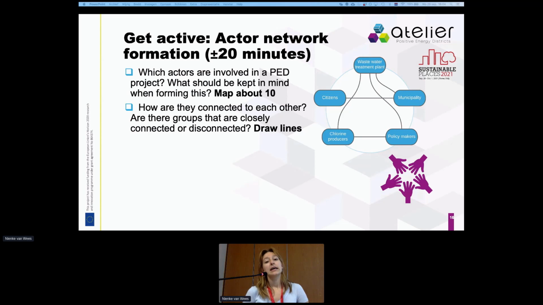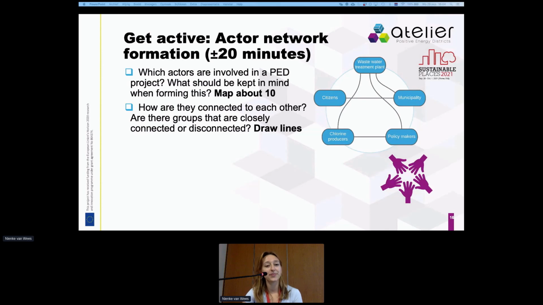And the citizens, I think, are mainly in contact with the municipality, but that's in my context. Maybe in your context, that's completely different. You could also maybe link them to the wastewater treatment plant because they are working there. So it's really up to you how you connect these to each other.